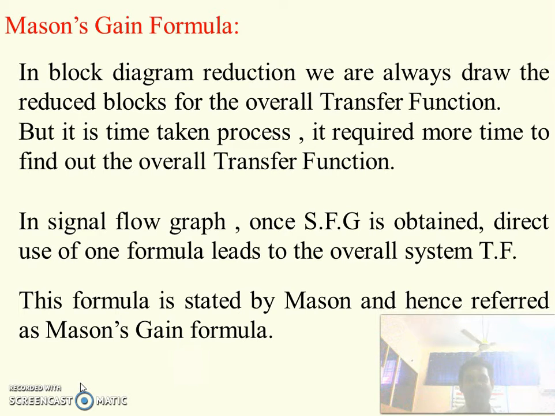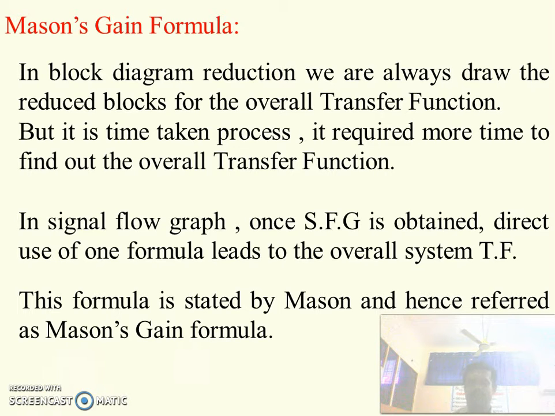Now we are going to see Mason's gain formula. Actually, in block diagram reduction, we always draw the reduced blocks for finding the overall transfer function. But it is a time-taking process, so it requires more time to find the overall transfer function. In the block diagram technique, we reduce the block diagram step by step, and only after that do we find the overall transfer function.